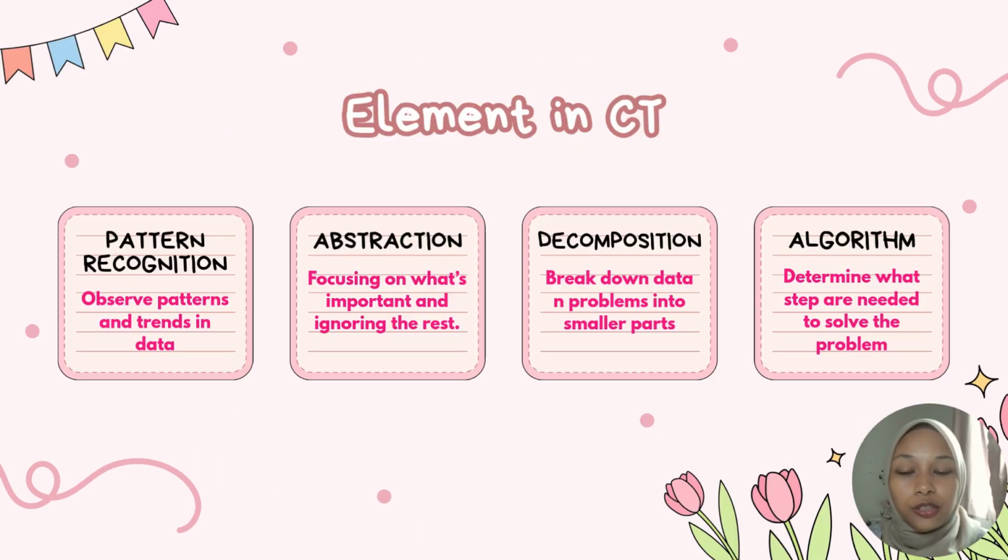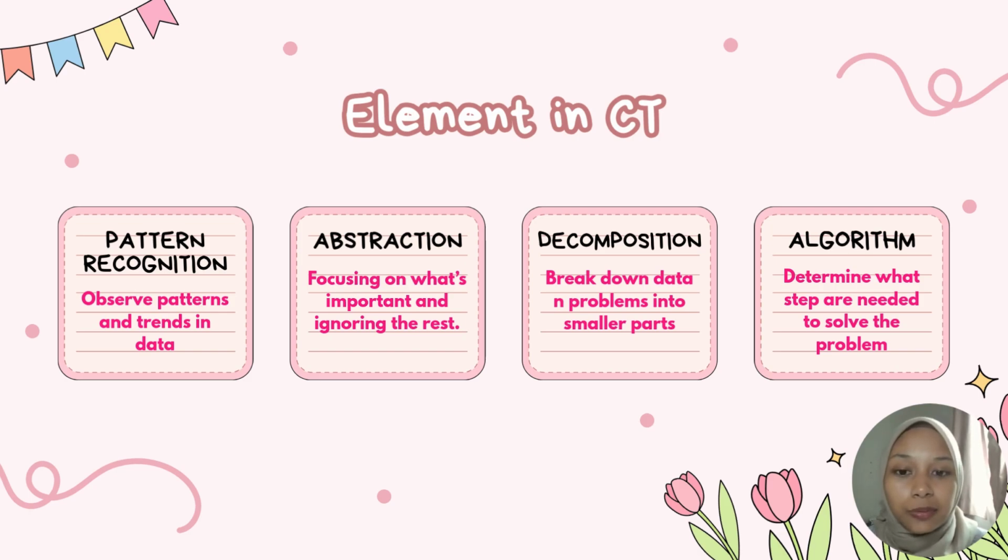Now, I will continue my presentation by introducing to all of you the elements that we have in computational thinking. The first one is pattern recognition. What is pattern recognition? Pattern recognition is observing patterns and trends in data. When we see a pattern, it helps us solve problems faster because we can guess what might come next or spot the right answer quickly.